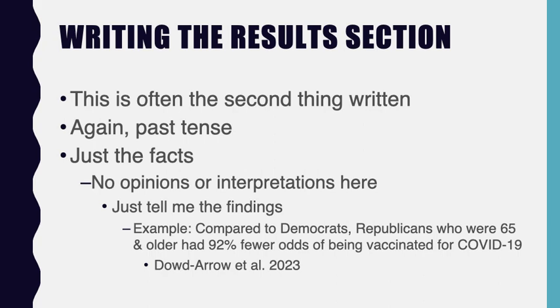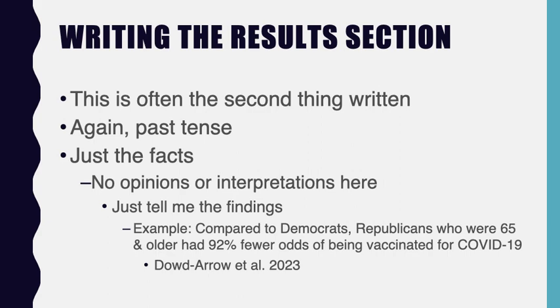After writing the data and methods, we then move into the results, and this is often the second part of the paper that is written. And again, as I just mentioned, it is in past tense. The results section is always just the facts, just like the lit review. You do not offer opinions or conjecture or interpretations here. You just tell me the findings.